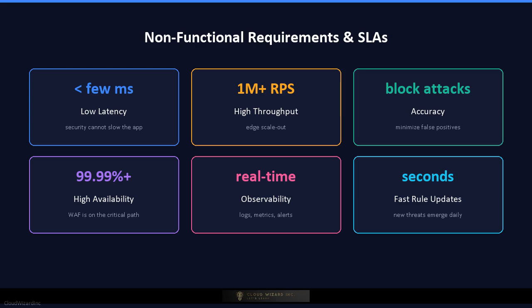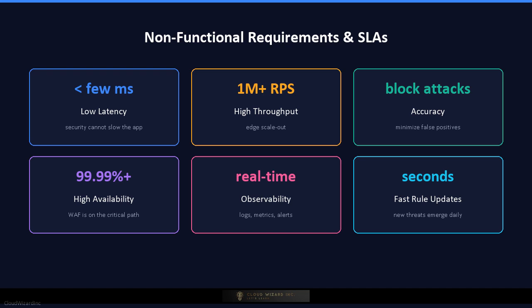Now the non-functional requirements. The WAF must add minimal latency, because every request goes through it. Security that slows the application too much will be bypassed or disabled. It must handle massive throughput, often hundreds of thousands or millions of requests per second, with horizontal scale-out. It must be highly accurate, meaning it blocks real attacks while minimizing false positives that break legitimate traffic, which is one of the hardest trade-offs in WAF design.